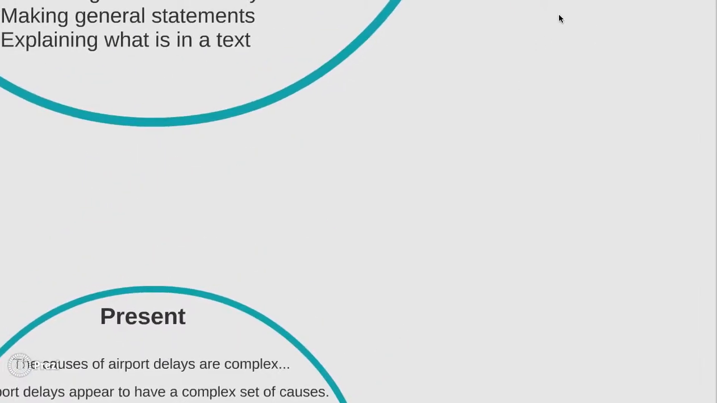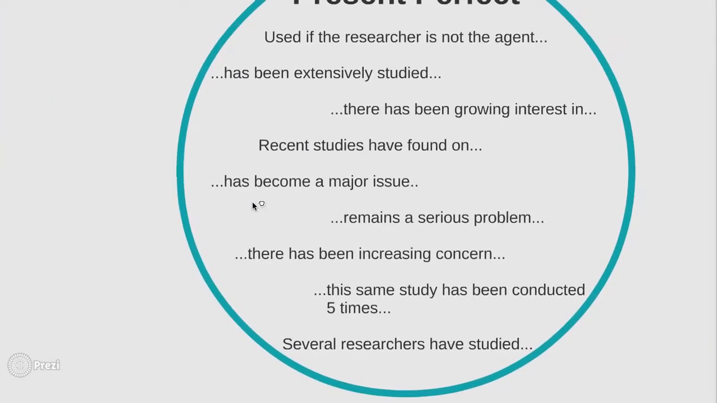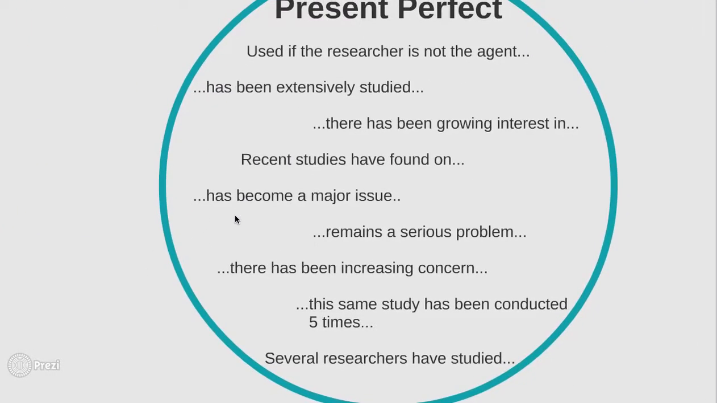All right, and then we have the present perfect. The present perfect is often used to talk about background in your field. So used if the researcher is not the agent. So this topic has been extensively studied by... So it's something that happened in the past and is still happening now.